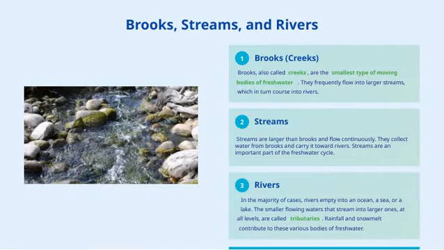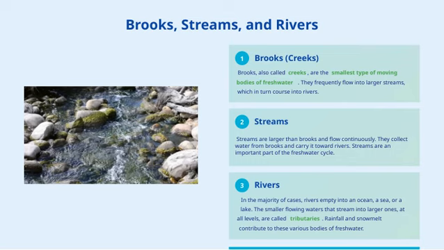Let's take a closer look at brooks, streams, and rivers. First, we have brooks, also called creeks. These are the smallest moving bodies of freshwater, and they often flow into larger streams. From there, the water continues its journey into rivers. Moving on to streams, which are larger than brooks and flow continuously. They play a crucial role by collecting water from brooks and carrying it toward rivers. Streams are really an essential part of the freshwater cycle.